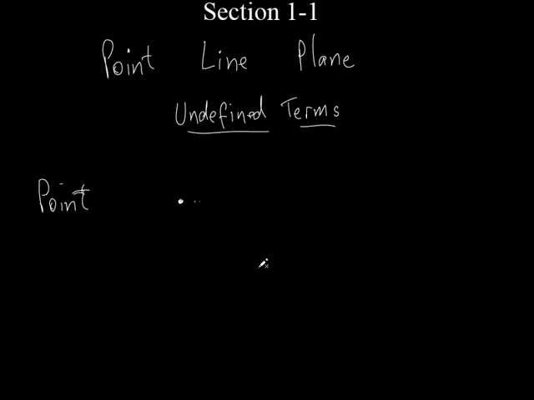So the dot itself is not a point. What does it do? It represents where a point is located. Does that make any sense? All right, so that dot right there is not a point in and of itself, but it's a dot that represents where the point's located. A point doesn't have any dimension at all. It doesn't have any size to it, would be a good way to say it.